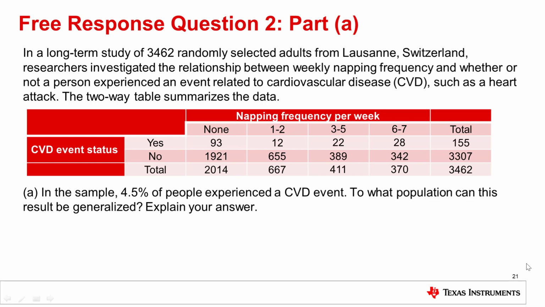In this question, we have a long-term study of 3,462 randomly selected adults from Switzerland. Researchers investigated the relationship between weekly napping frequency and whether or not a person experienced an event related to cardiovascular disease, CVD, such as a heart attack. The two-way table summarizes the data. Again, in our YouTube Live event, Darren and Josh answered the questions for you. In this video, I'll go a little bit deeper into the calculator use. I'll start with the Nspire and then go to the 84 family. So let's go to our Nspire.